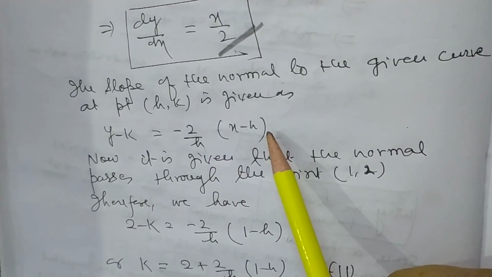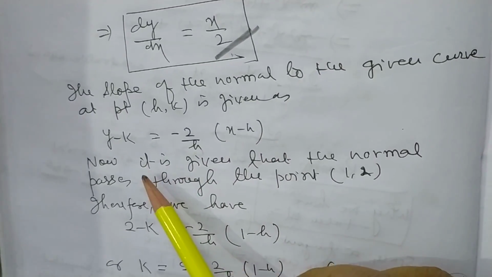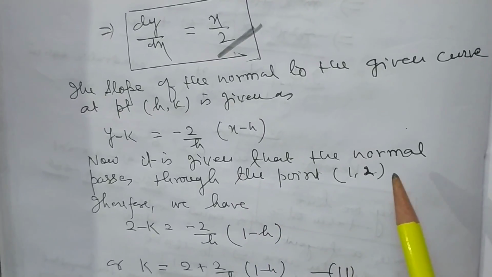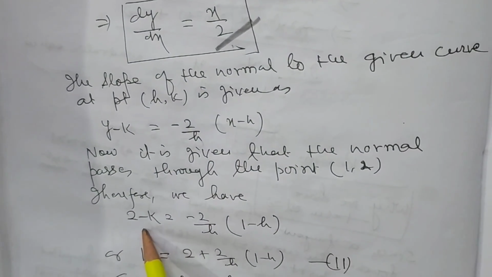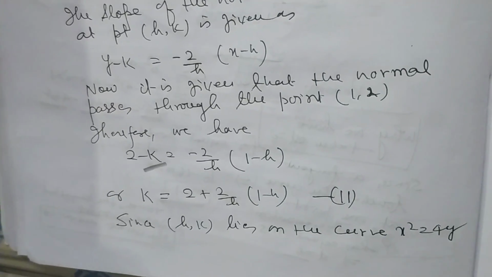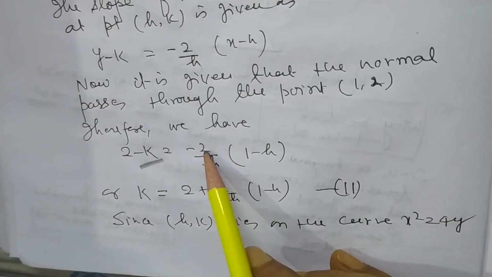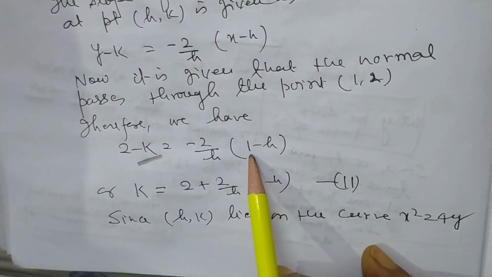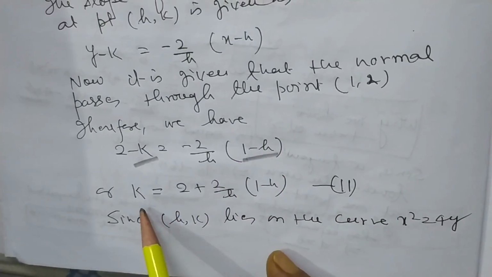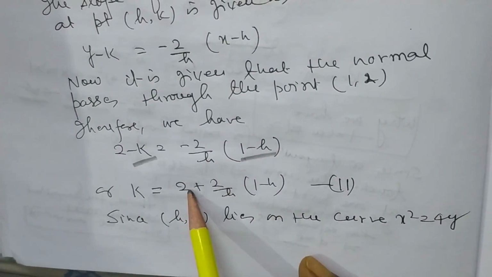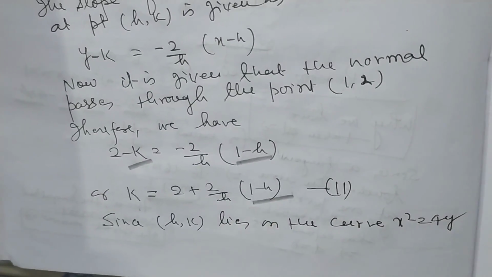The slope of the normal is the reciprocal of the slope of the tangent with negative sign, that is minus 2 by h. So the normal is y minus k equal to minus 2 by h, x minus h. Now, my dear student, it is given that the normal passes through the point 1, 2. So, we put 2 minus k instead of y and minus 2 by h, 1 minus h instead of x minus h. So, after solving, we have k is equal to 2 plus 2 by h, 1 minus h.